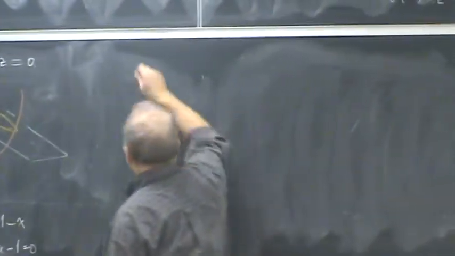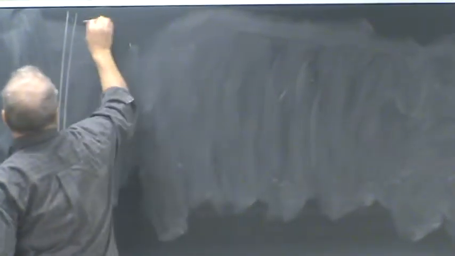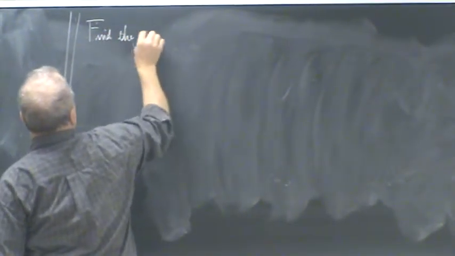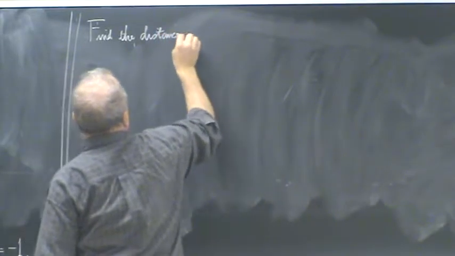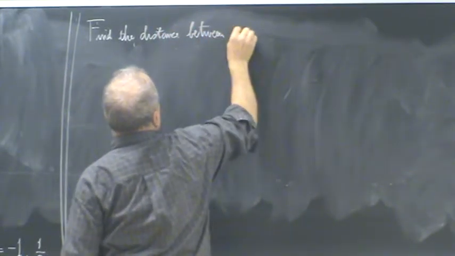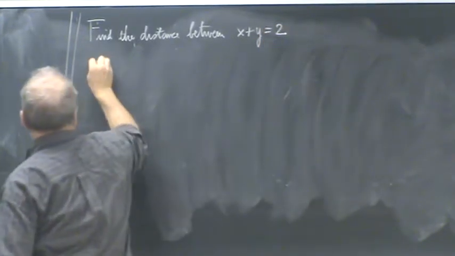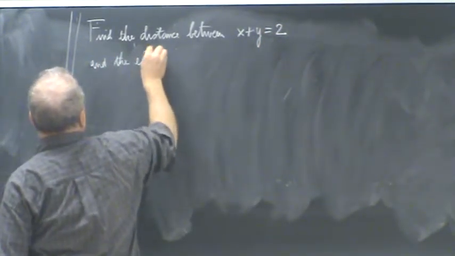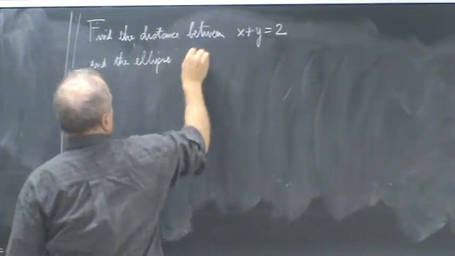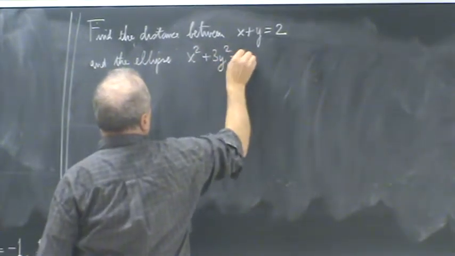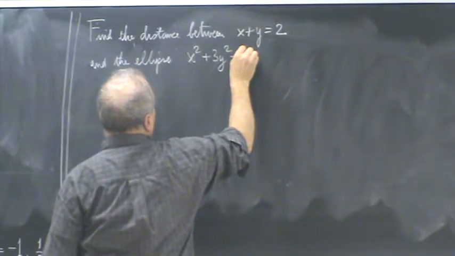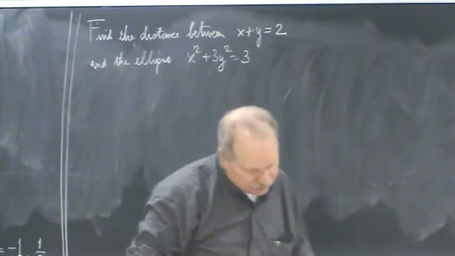Okay. Let's do something that's a little more interesting, and then I'll talk about the proof for a smidgen. Find the distance between the line x plus y equals 2 and the ellipse x squared plus 3y squared equals 3. I believe I want to do that.